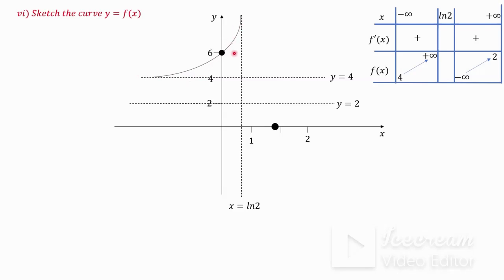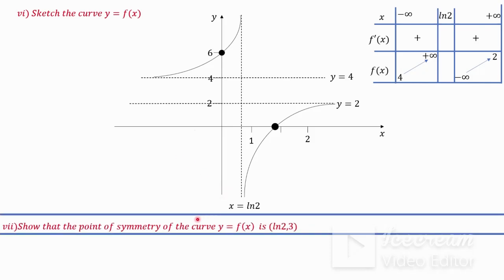And of course similarly in the interval ln 2 to positive infinity, you have the graph moving from negative infinity to 2. So from negative infinity to 2, it comes like this, it touches this intercept and it moves to 2 here. Representing it, we obtain this. So this is the sketch of the curve y equals f of x.